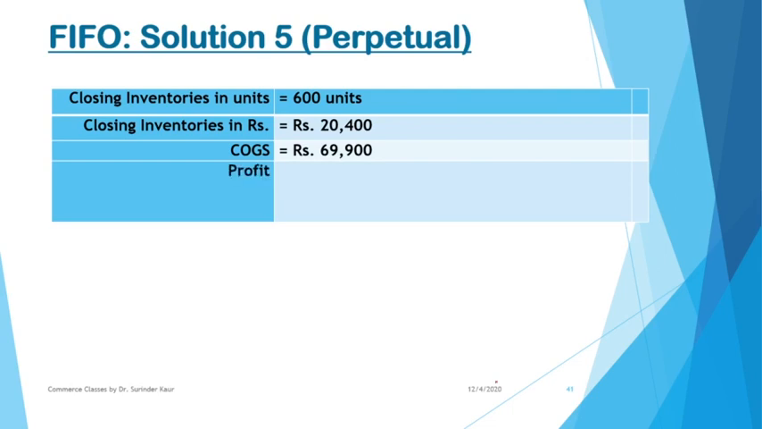And if we are to determine profit, profit is sales minus cost of goods sold. Now what will be the sale? Sale is at selling price. So we know that 2200 units were sold at a price of 40 rupees each. So we get a profit of 18,100.